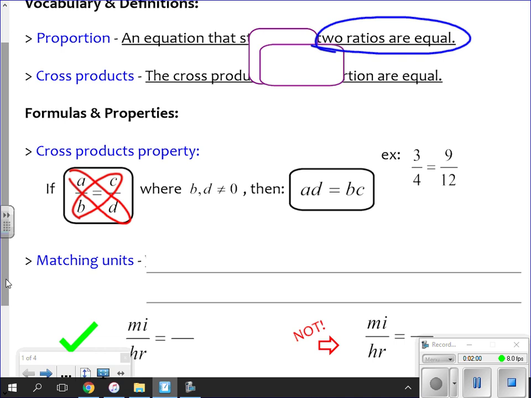So for example, on this one here, 3 times 12, 4 times 9. 36 equals 36. That is what you do to solve proportions. You do the cross product. You multiply across, get rid of the fractions, and have an easy equation to solve. Any questions so far?